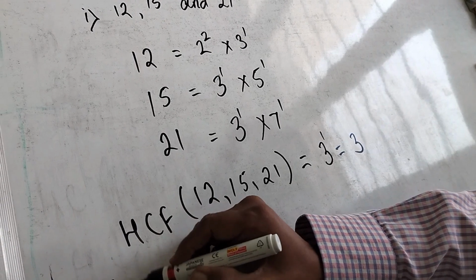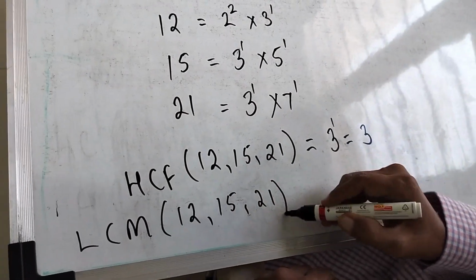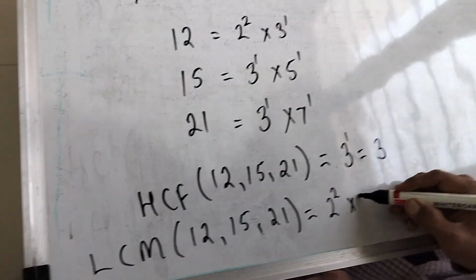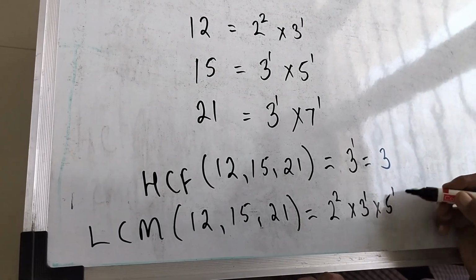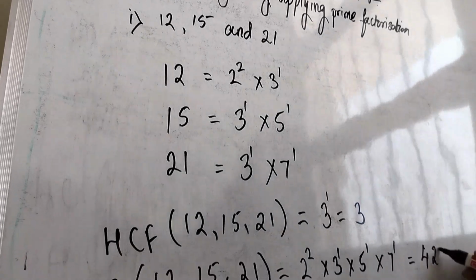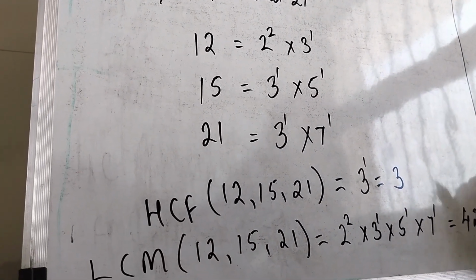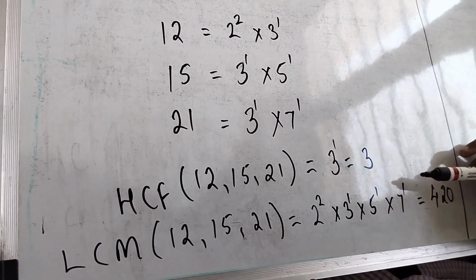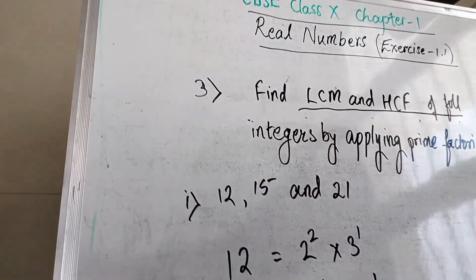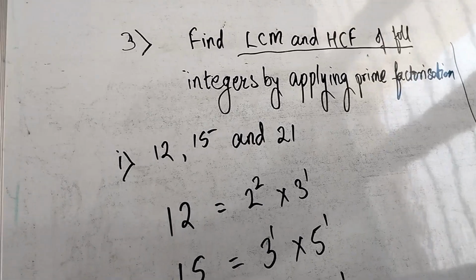Now the LCM for 12, 15 and 21 is the multiplication of all the factors having the greatest powers. So 2 raised to 2, 3 raised to 1, 5 raised to 1 and 7 raised to 1, which is equal to 420. So your answer is completed over here. We have found the HCF and LCM. Now HCF into LCM cannot be applied here for three numbers. It is only applicable for two numbers.